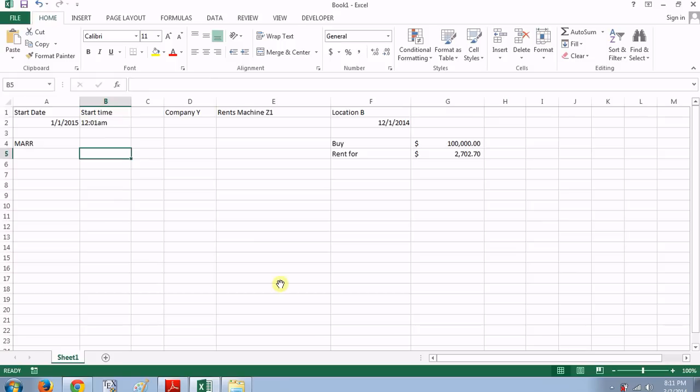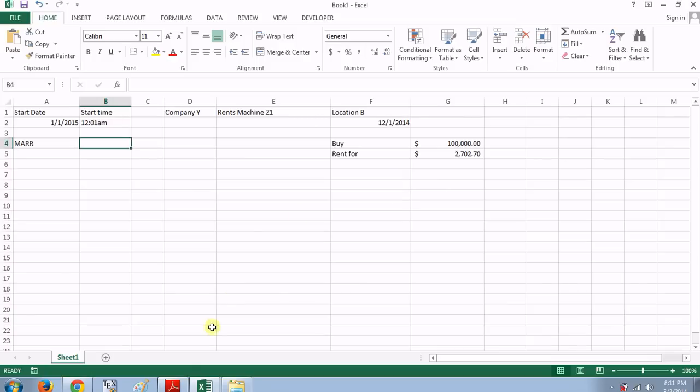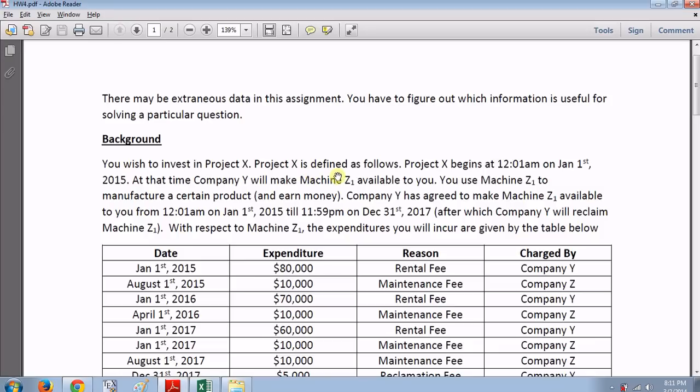Okay, fine. So let me go ahead and look at all the questions on Scholar. If the start date of Project X is defined as the date on which you incur your first expenditure with respect to Project X, then what is the start date of Project X? Alright, so here's the problem. Now here, the first line says, is it the first line? Yes, it is the first line.